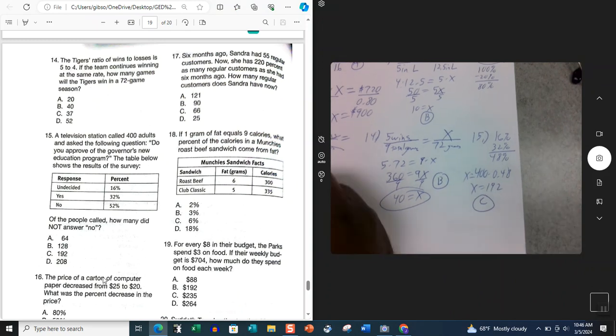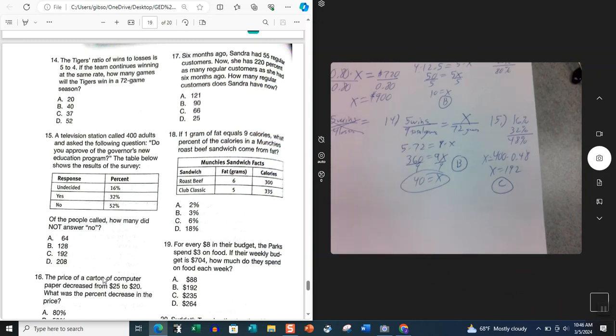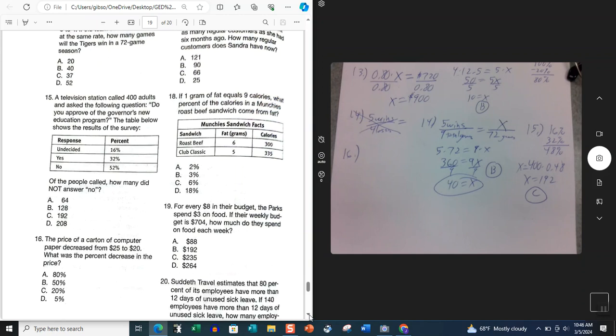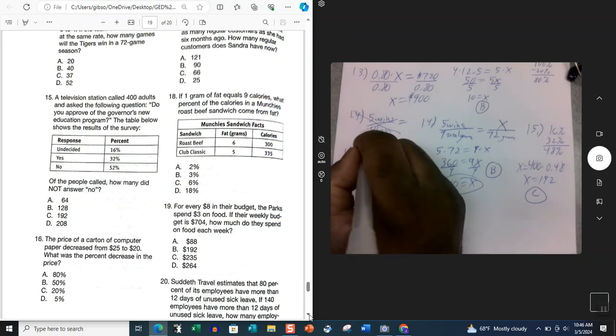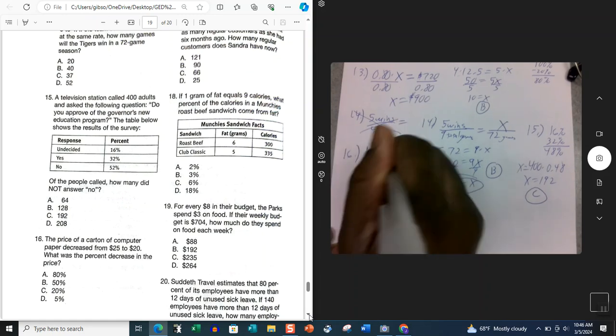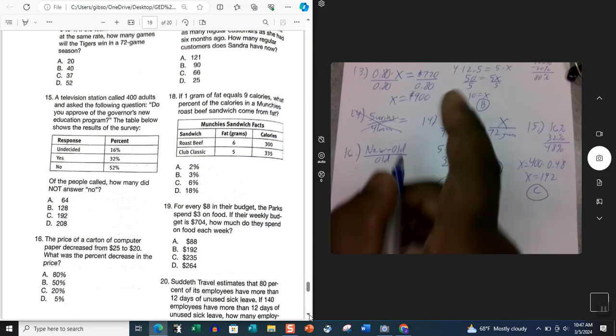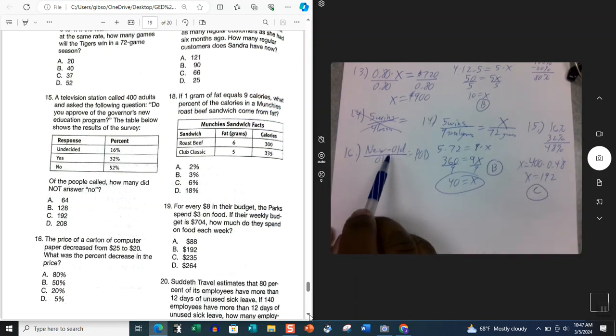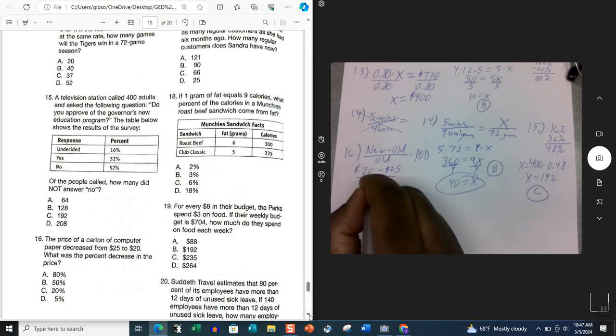All right, now 16. Problem 16. It says the price of a carton of computer paper decreased from $25 to $20. What was the percent decrease in the price? Now remember, we said the percent of decrease is new minus old divided by old. And we abbreviate it with POD for percent of decrease. So the new value would be the $20. The old value would be the $25, all over the old value of $25.